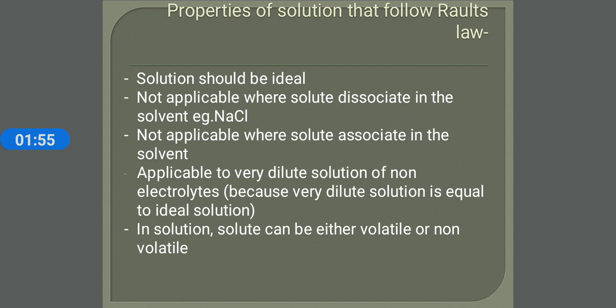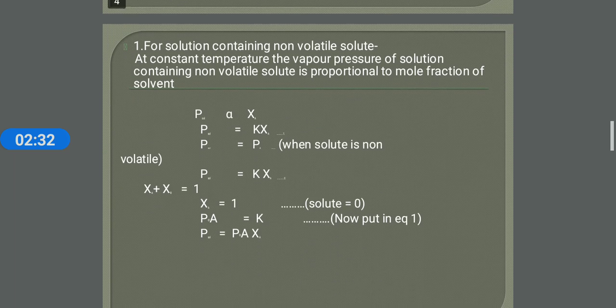The solution should be ideal. We have already learned that ideal solutions follow Raoult's law. Therefore the solution used must be ideal. It is not applicable where the solid dissociates in the solvent. For example NaCl: NaCl gets dissociated into Na plus and Cl minus when you put it into a solvent, so in such cases it is not applicable. It is also not applicable where the solid associates in the solvent. It is applicable to very dilute solutions of non-electrolytes because a very dilute solution is equal to an ideal solution. In the solution, the solute can be either volatile or non-volatile. Now let us see Raoult's law.